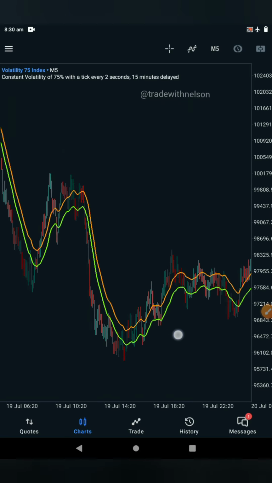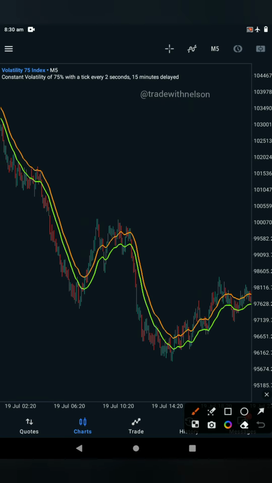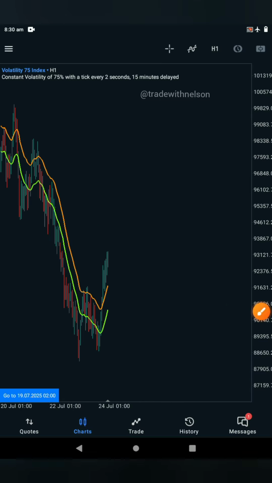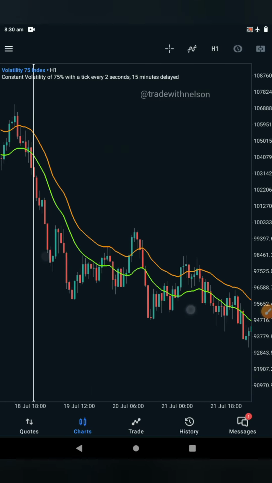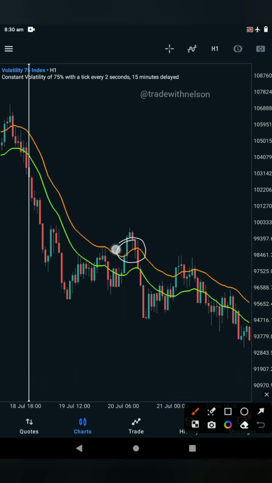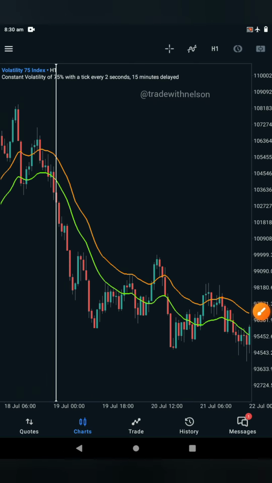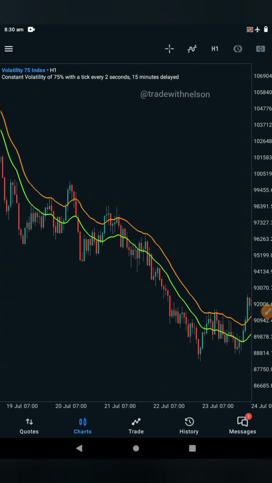So how do you know when not to go for a sell? You go to your 1 hour time frame. So once you see a candle closes above this yellow moving average, you close your trade on the 1 hour time frame. So you don't look for trades anymore. You wait for when it goes below like this point again to trade to the downside.